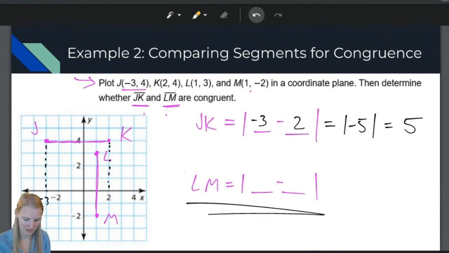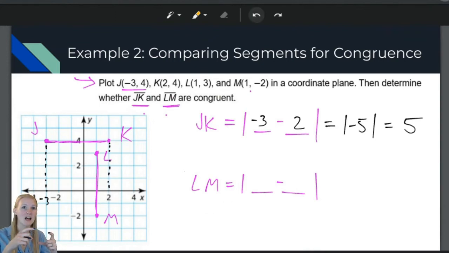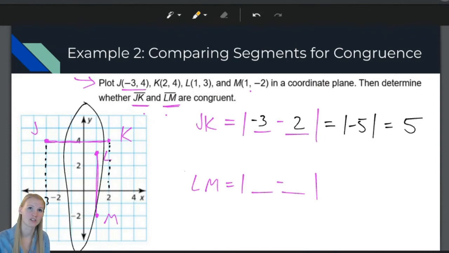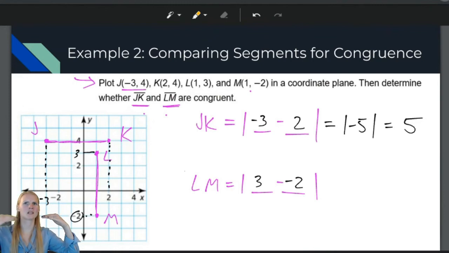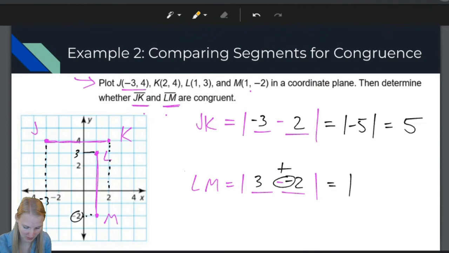Okay, now I need to find the length of LM, and because LM is vertical, I'm going to use the vertical ruler, which is the y-axis. So L is at 3, and M is at -2. Oh, 3 minus -2. What happens when I have minus a negative? They come together and become positive. So this is the absolute value of 5, and the absolute value of 5 is 5.